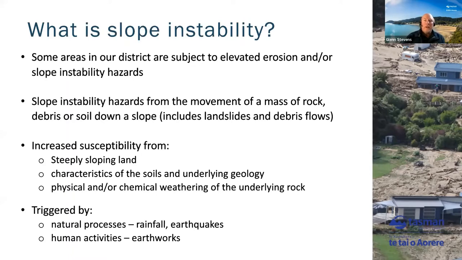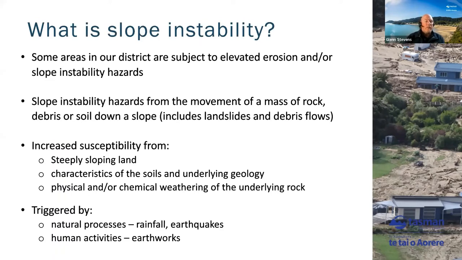The susceptibility for a slope to fail is dependent on a lot of things, but some of the key factors are the steepness of the land and also the characteristics of the underlying soils and geology. In terms of the underlying geology or the rock, it's not just about the strength of the rock, it's also about the presence of defects, fractures and bedding features that may result in being failure planes. The chemical weathering of the rock is most prominent or visible in the granites that we see in Abel Tasman National Park, where the surface of the rock weathers and decomposes over time and loses its strength and therefore becomes much more vulnerable to erosion and failure.